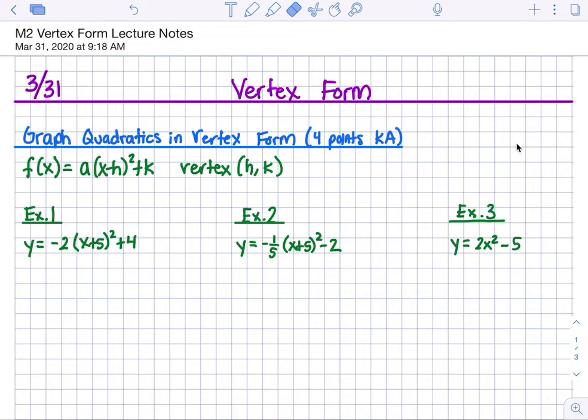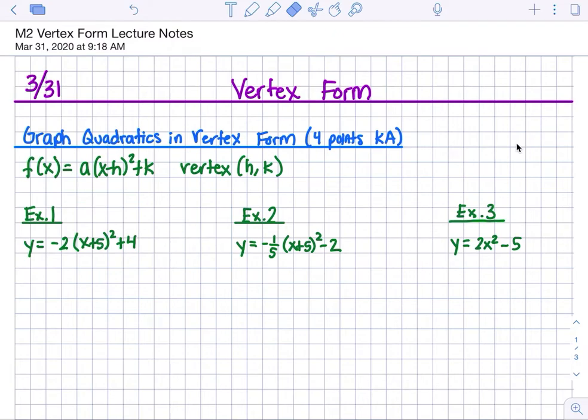Here are your lecture notes on vertex form, and this will help you with your Khan Academy assignment that's due tomorrow, which would be April 1st at 11:59 p.m. Your first title for Khan is going to be Graph Quadratics in Vertex Form, and it's going to be worth 4 points for Khan Academy.